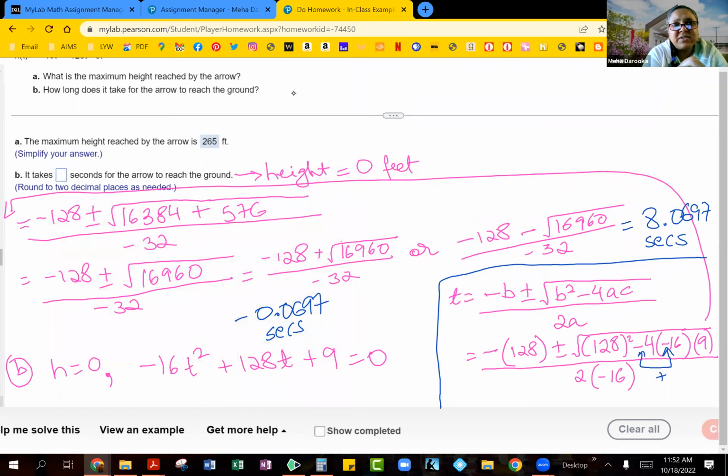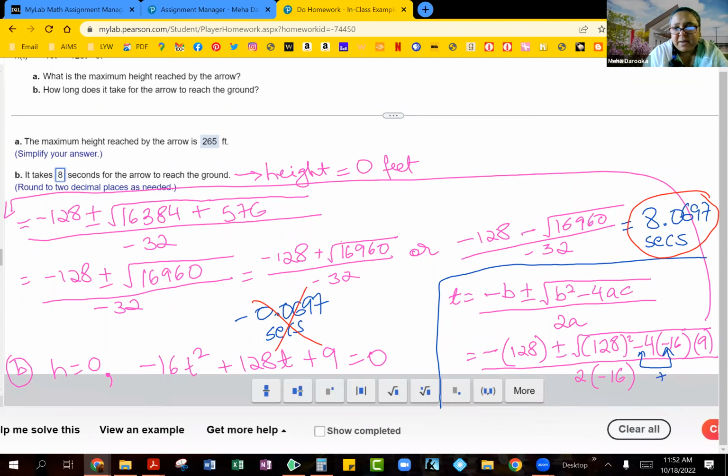So the negative answer is definitely not going to work for us. It's got to be this one. And then they're asking us to round it to 2 decimal places, so that's exactly what we're going to do. So this will become 8.069. So 2 decimal places would be 8.07.